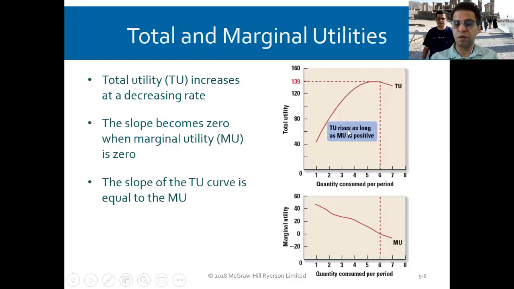TU rises as long as MU is positive. The slope becomes 0 when the marginal utility is 0. So when MU reaches 0 here, the slope becomes 0. The slope of the TU curve is equal to the MU curve, as it declines. Once it reaches the sixth unit, it starts becoming a negative addition, so TU is lowering.